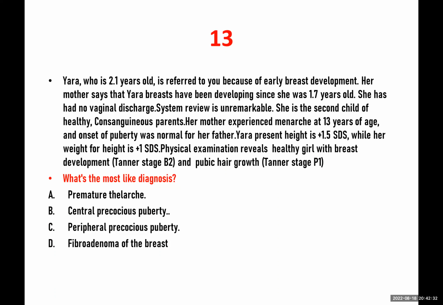Yara, who is 2 years and 1 month old, is referred because of early breast development. Her mother says that Yara's breasts have been developing since she was 1.7 years old. She has had no vaginal discharge. Systems review is unremarkable. She is the second child of healthy consanguineous parents. Her mother experienced menarche at 13 years of age, and onset of puberty was normal for her father. Yara's present height is +1.5 standard deviation, while her weight is +1. Physical exam revealed a healthy girl with breast development Tanner stage 2, no pubic hair. So what is the most likely diagnosis?